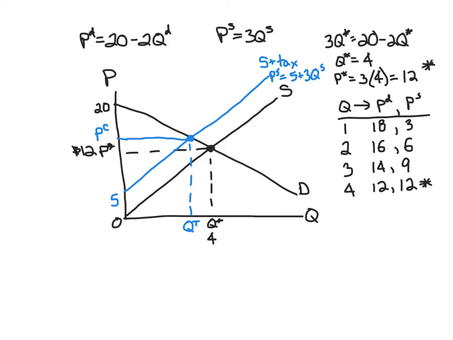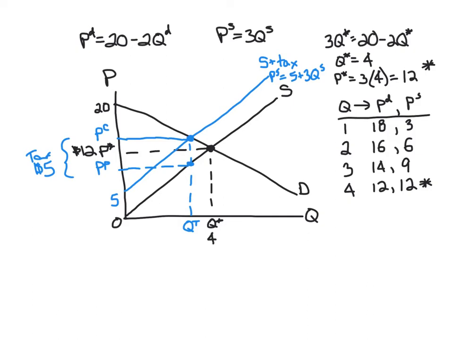And then after the consumers pay their now higher price at the store, the seller's going to have to send in the $5 to the government. So when we subtract away the $5, we end up here with the price that the producers or the sellers are going to get to keep. So the gap between these two prices will be equal to the tax amount, which is $5.